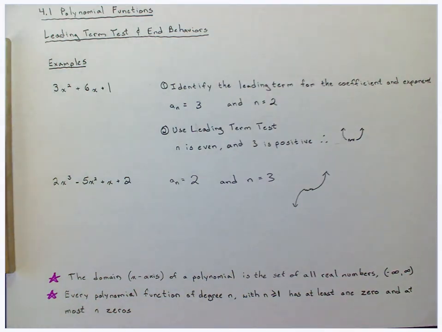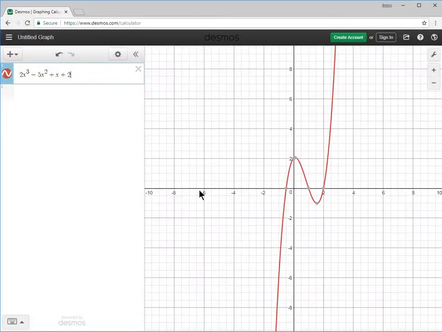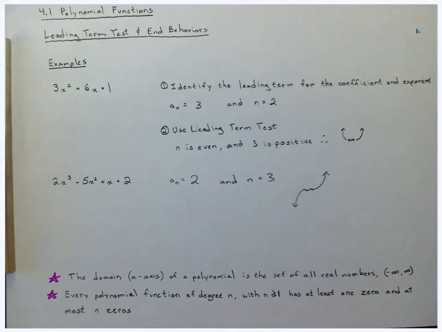And let's take a look at what that graph will be. And there's my graph. And if you notice, it starts off, it rises, we have a max, then we go down and it decreases, we have a min, and then it starts rising again. So this test allows us to be able to determine the end behavior of our graphs.